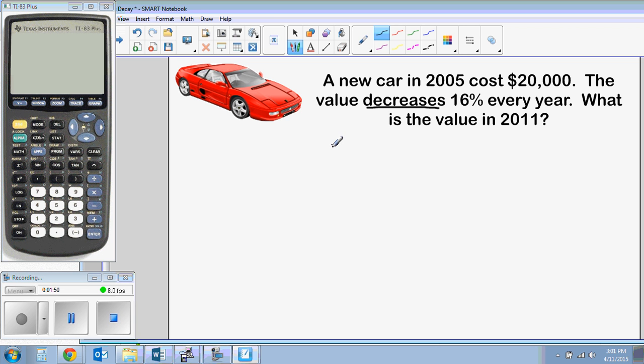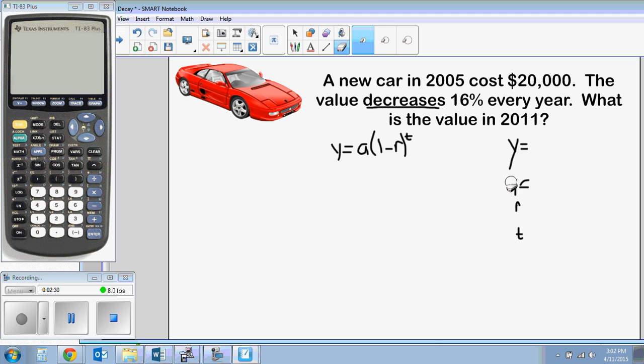So I'm going to write the equation I'm going to use, which is y equals a times 1 minus r to the power of t, and we got that from this decreases thing over here. And just like yesterday, we need to figure out what y, a, r, and t are. So we have y equals, a equals, r equals, and t equals.